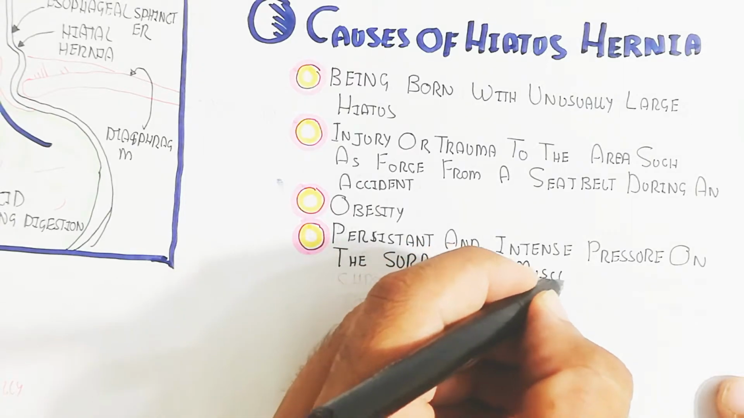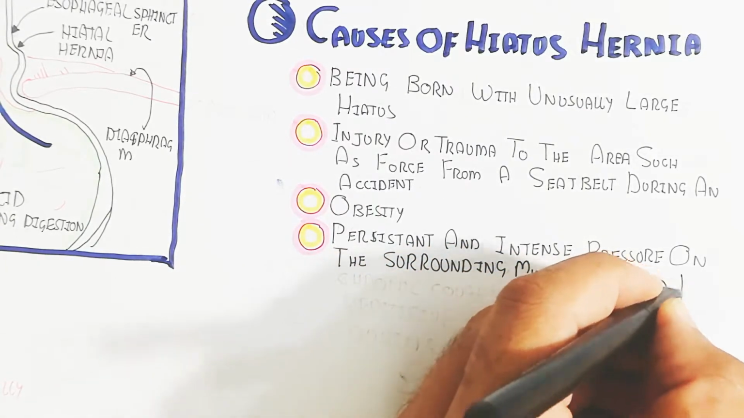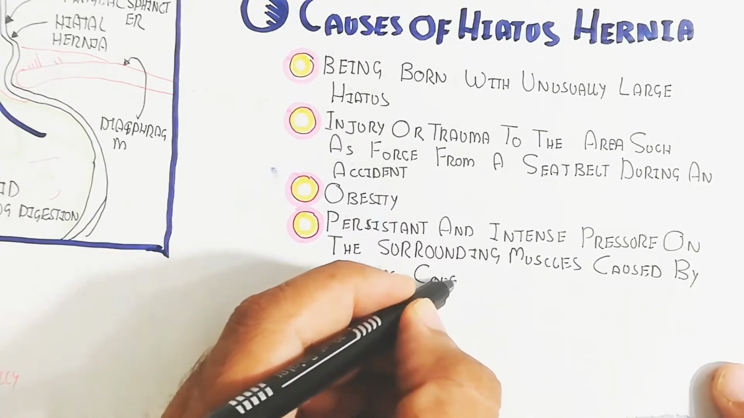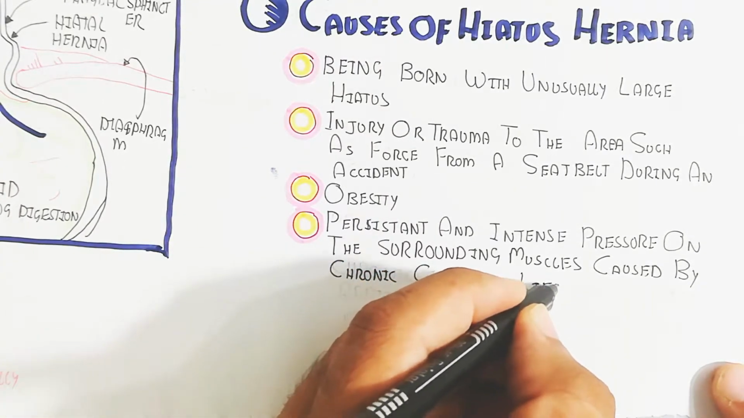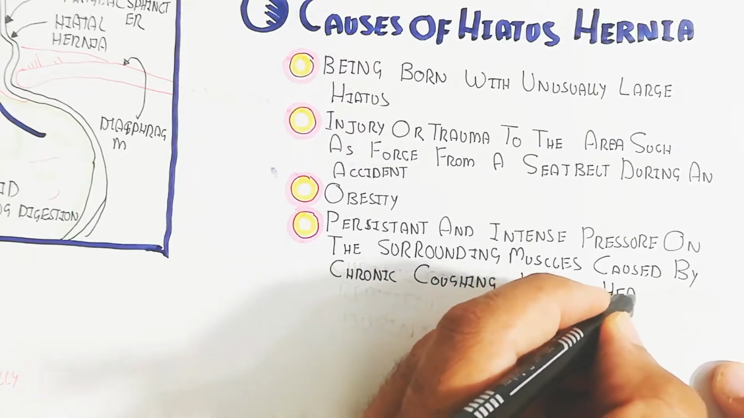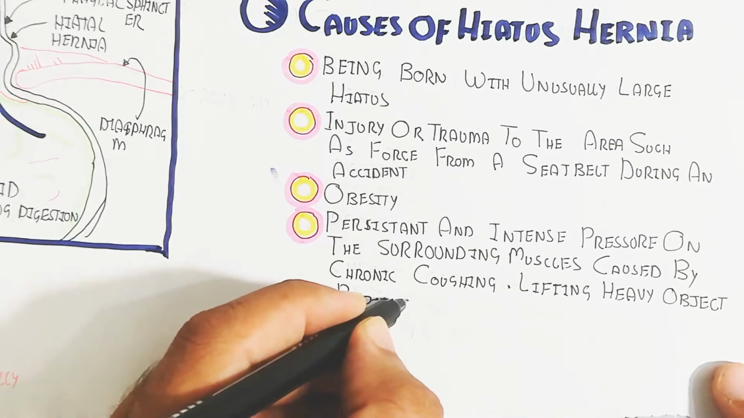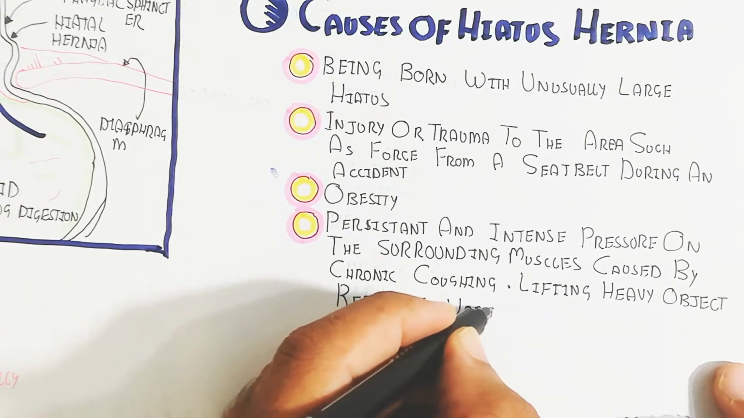So persistent and intense pressure on the surrounding muscle is caused by chronic coughing, lifting heavy objects, repetitive vomiting, and straining during bowel movements.